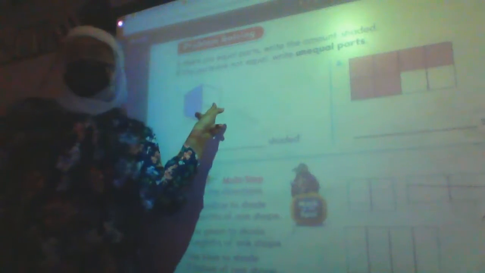Number 5 was kind of a tricky one because 2 of the pieces are the same and 2 of the other pieces are the same, but these 2 are not the same. For it to be a complete fraction, all of the pieces have to be the same. So number 5 is actually unequal parts. You need to write unequal parts for number 5.